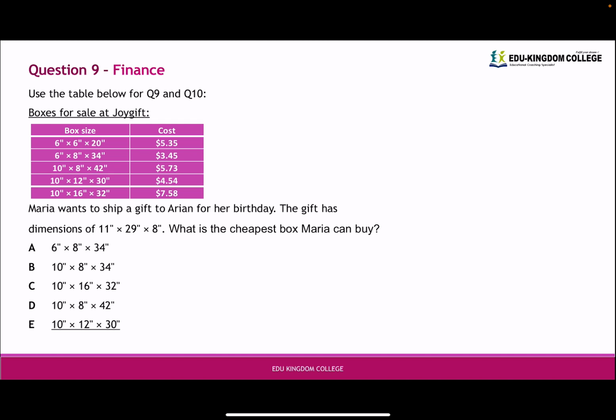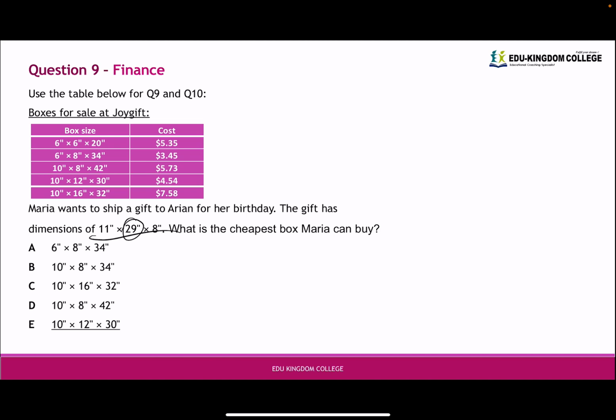Now question 9, using the table below, we're going to answer question 9 and 10. They're selling boxes at a place called Joy Gift. Maria wants to ship a gift to a friend, and the gift has to be these dimensions. So what's the cheapest box she can buy? Let's look at the dimensions first. Let's start from the biggest dimension to the smallest dimension.